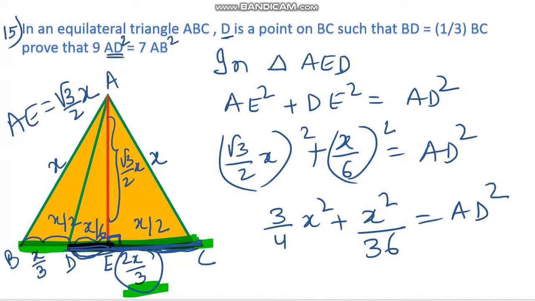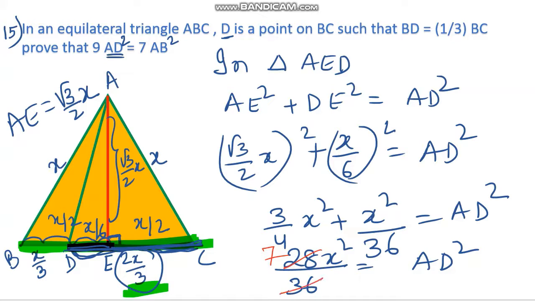Now you find out the LCM here. You will get 36. So here what we will get? 27x square plus x square. So that will be 28x square equal to AD square. Now children see here, you can just cancel. Here you can get 4 7s are 28 and here 4 9s are 36. Now see here, 7x square by 9 is equal to AD square.